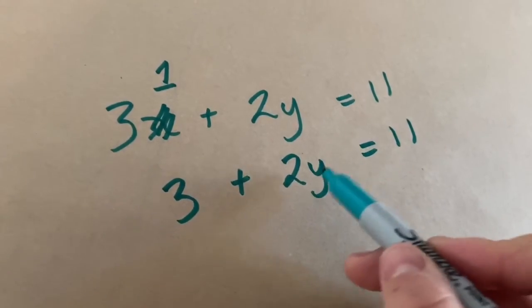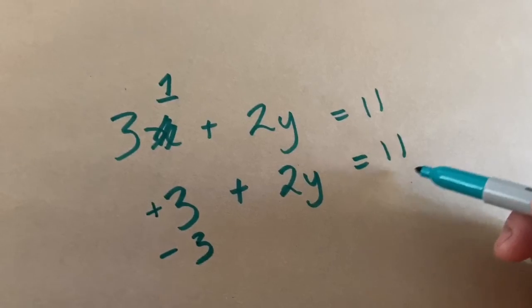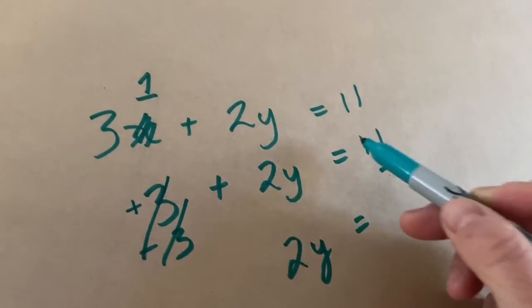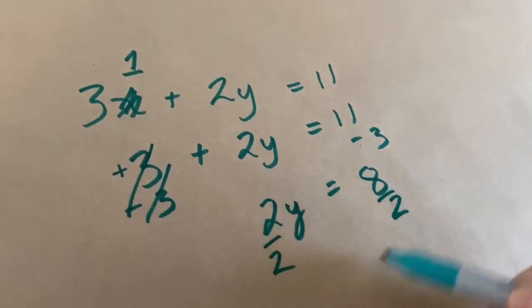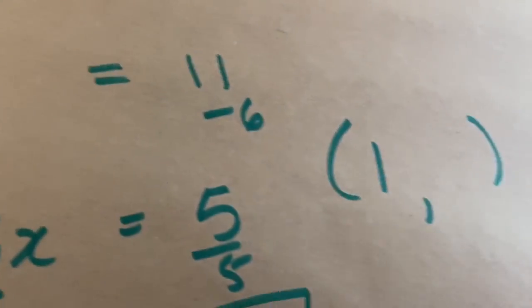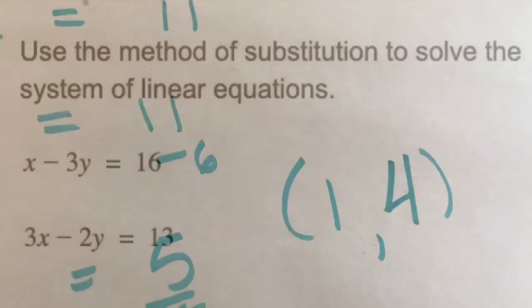I want to get the y by itself, so I need to take this plus 3 and I need to move it. So this would cancel out. My 2y would be equal to 11 minus 3 is 8. I'm going to divide both sides by 2. So my y is equal to 4. It doesn't matter which equation you've used, you should get y is equal to 4. And that means that down here in my point, they intersect at 1, 4.